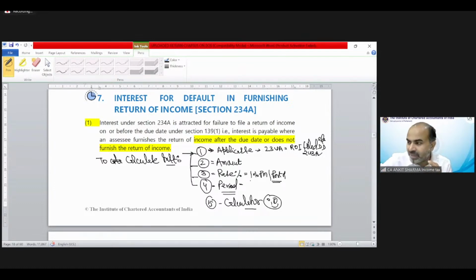Now the time period. The time period starts after the due date, until the filing of return or completion of assessment, as the case may be. So if my due date is 31st July, the interest period will start from 1st August 2024. And suppose I filed my return on 10th November 24. So August, September, October and November, that means a total 4-month delay. So 4 months' interest will be calculated.